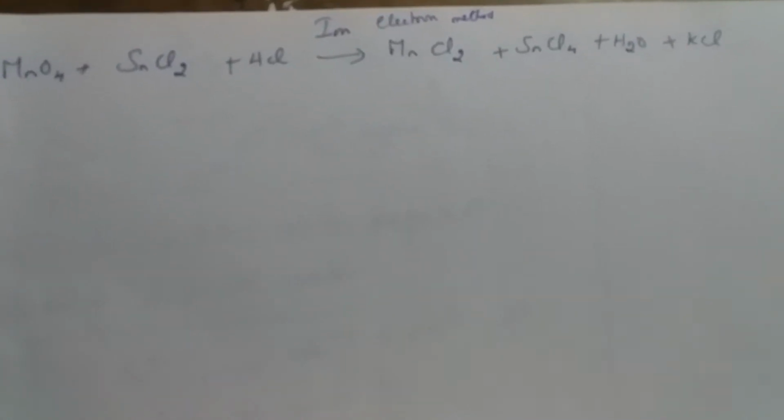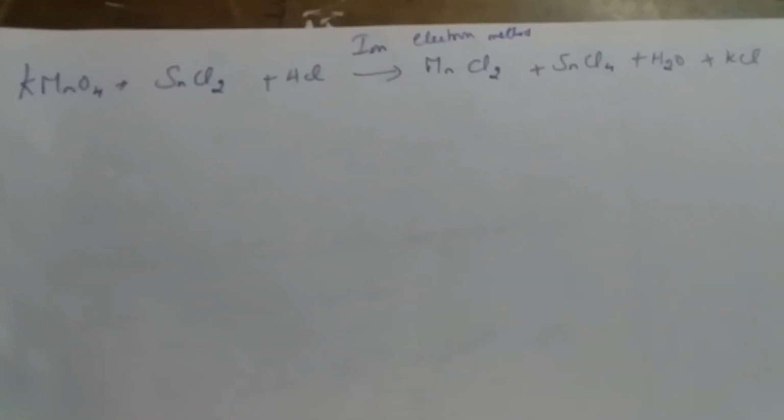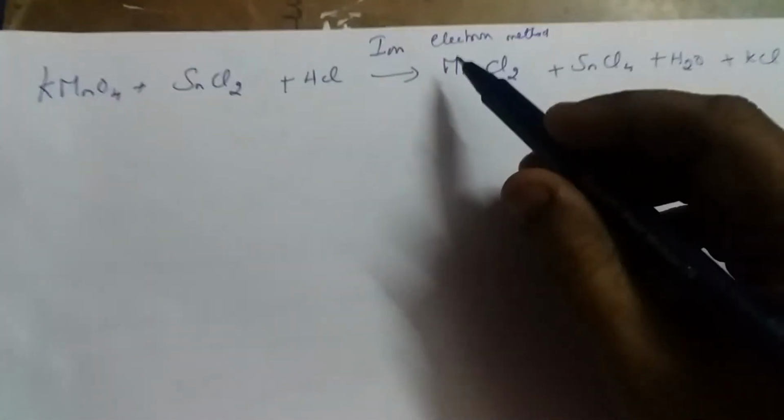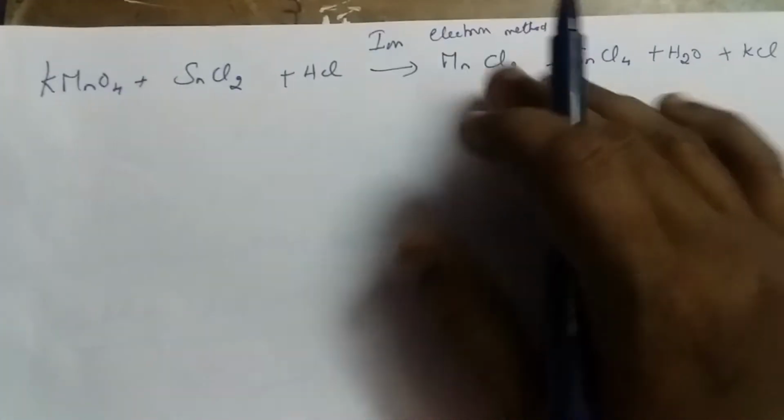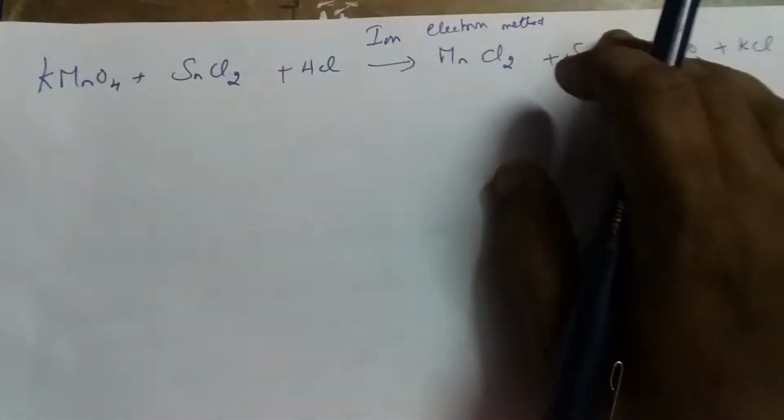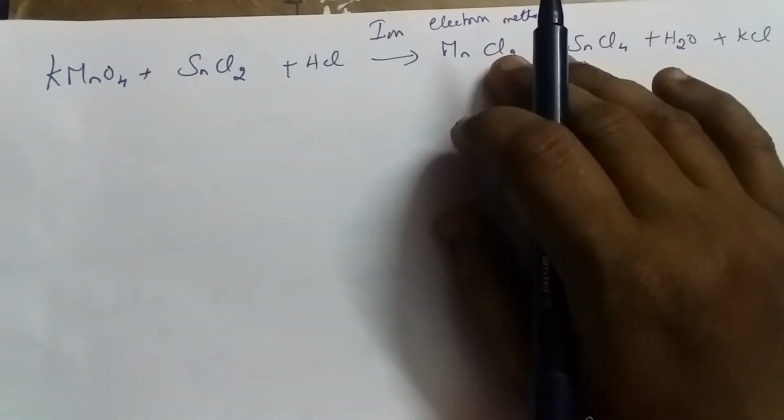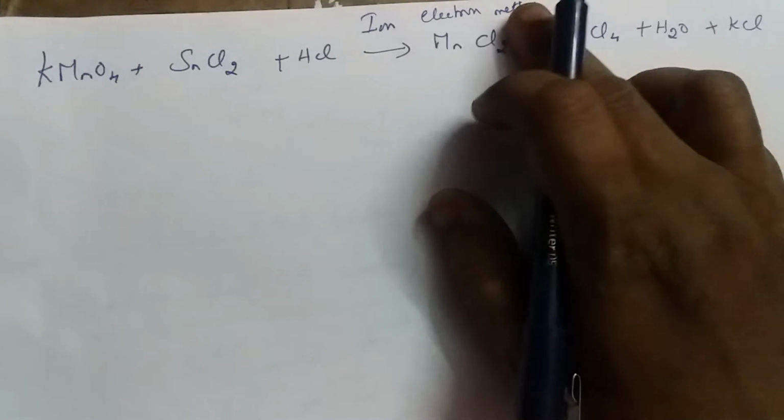Dear students, now I am going to balance this equation by using the ion electron method. In the previous video itself I have explained the rules to follow in the ion electron method. By using those rules I am going to explain how to balance this equation. Before balancing this equation you have to convert it into ionic form.